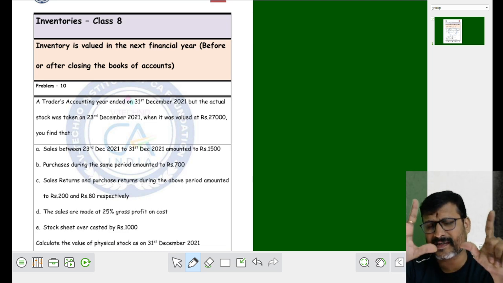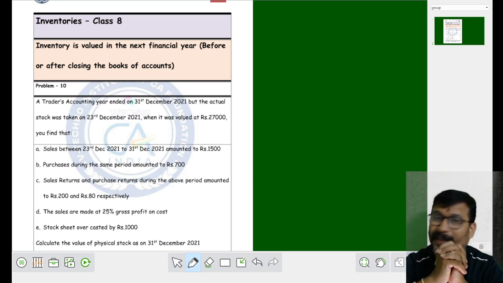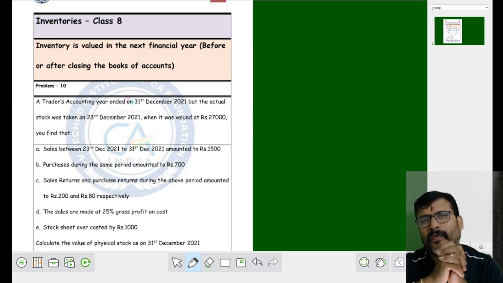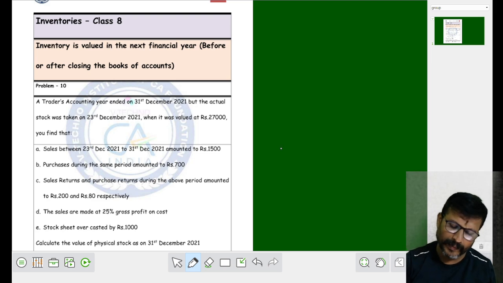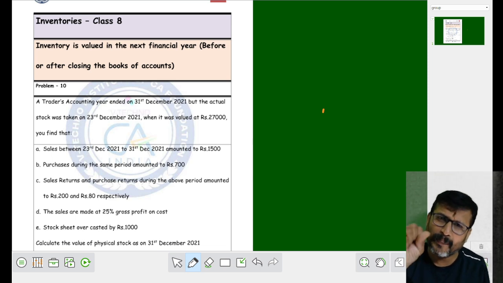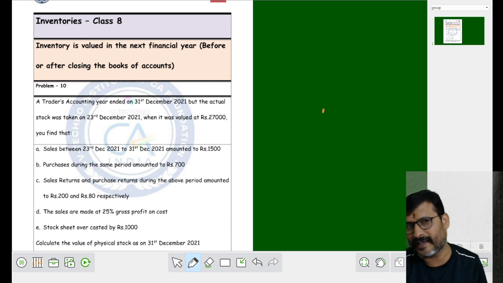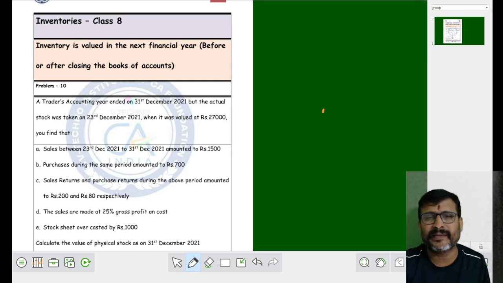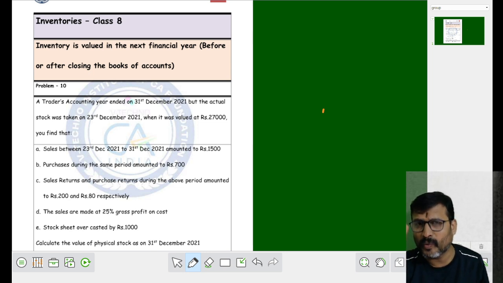The last point, the seventh point, my dear children, is when the goods are sent on approval basis. When the goods are sent on approval basis or return basis, please remember, if it is approved, if it is accepted, treat it as a sale. If it is not accepted, if the waiting period is still there, we have to value it only at the cost price, and take the amount in such a place where the amount of stock is written.